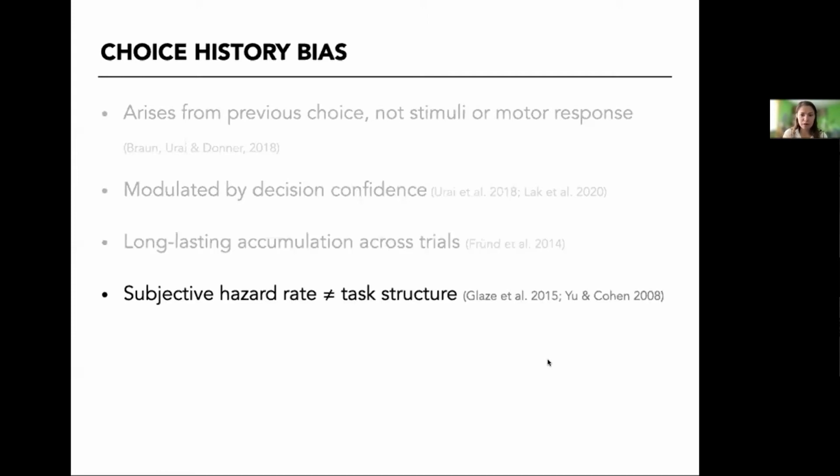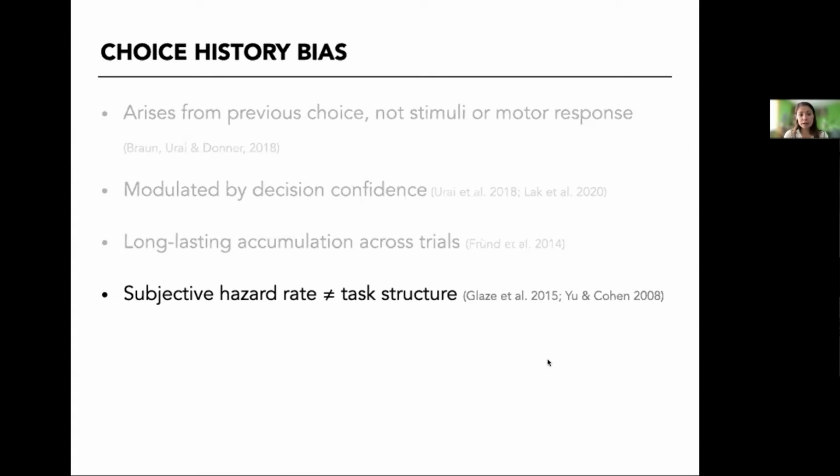And even more broadly, we think that these types of biases arise because people come into the lab with an expectation that the sequence of the world or the statistics of the world have a certain property. They have what you can call a subjective hazard rate. They expect perhaps that stimuli repeat, and they bring this expectation with them to the lab. And if it doesn't match the task structure, we see these types of biases emerge.